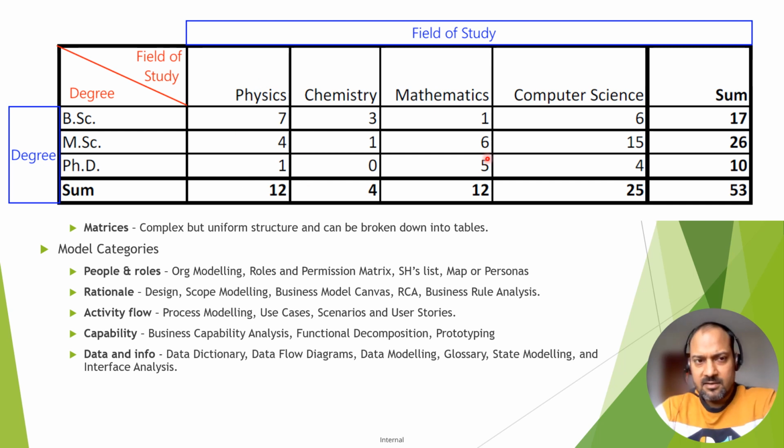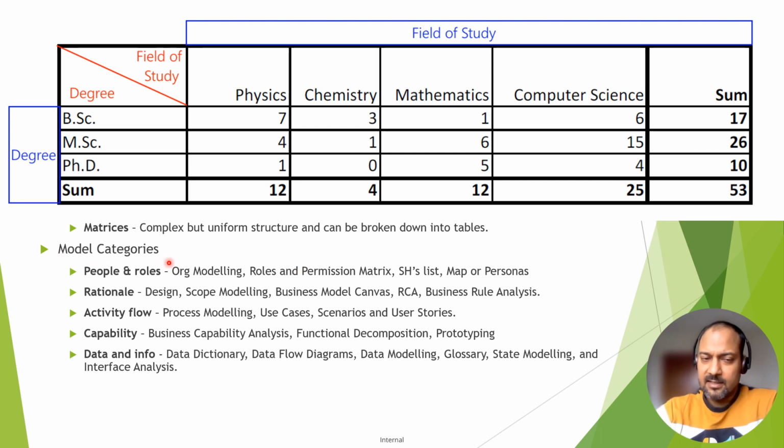And then numbers are allocated based on the result of each student, and at the end, these are the sums. So this is a matrix. A similar matrix is used in different organizations, whether automotive, finance, or IT. That way we use matrices.